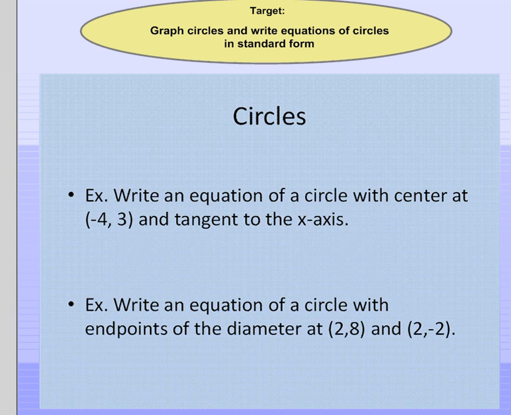Try these two, writing the equations of these circles given these certain parameters, and come into class with them. Again, when you're dealing with a tangent line tangent to the x-axis, we're dealing with a diameter. Think about how a diameter works, what it connects, what it runs through.